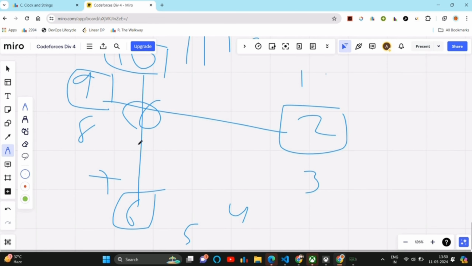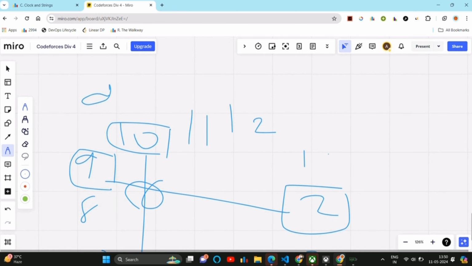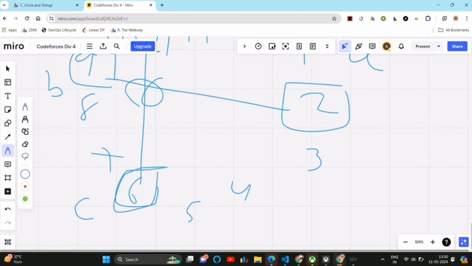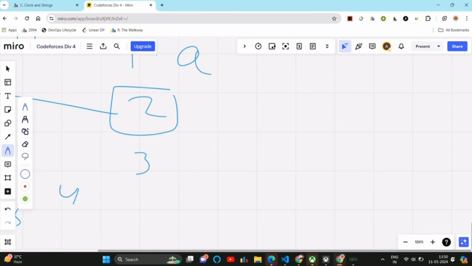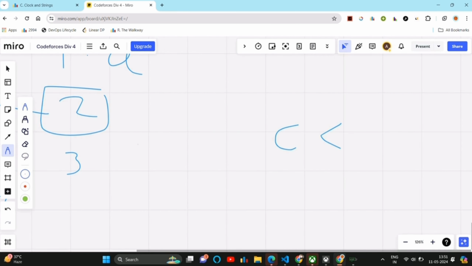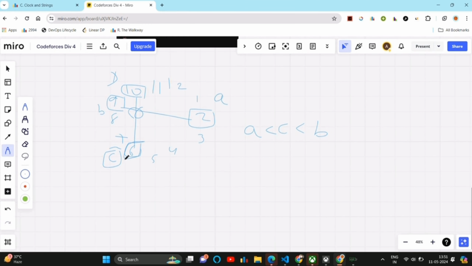As you can see here, there is an observation. Let's consider these numbers: this one is C, this one is D, this one is A and this one is B. As you can see here, whenever both the connecting strings are intersecting each other, C should be greater than A and less than B. So one observation I'm getting here is that C should be greater than A and less than B, which means it should be in the middle between A and B.